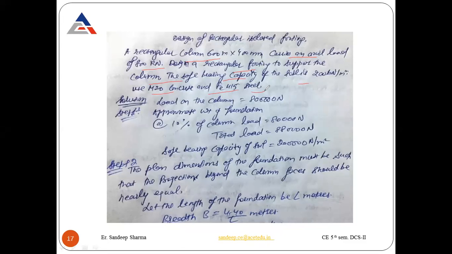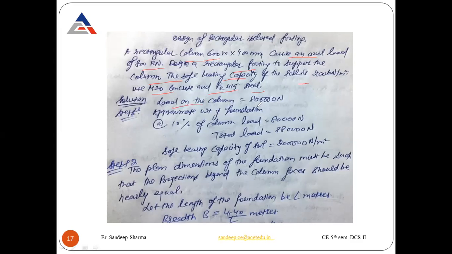So this is the data we have, in which we have to design the rectangular isolated footing with the column of 600 into 400 mm, which is carrying the load of 800 kilonewton. Against that, we have the safe bearing capacity available, that is 200 kilonewton per meter square. We have to design the rectangular footing. So let's start with step number one.